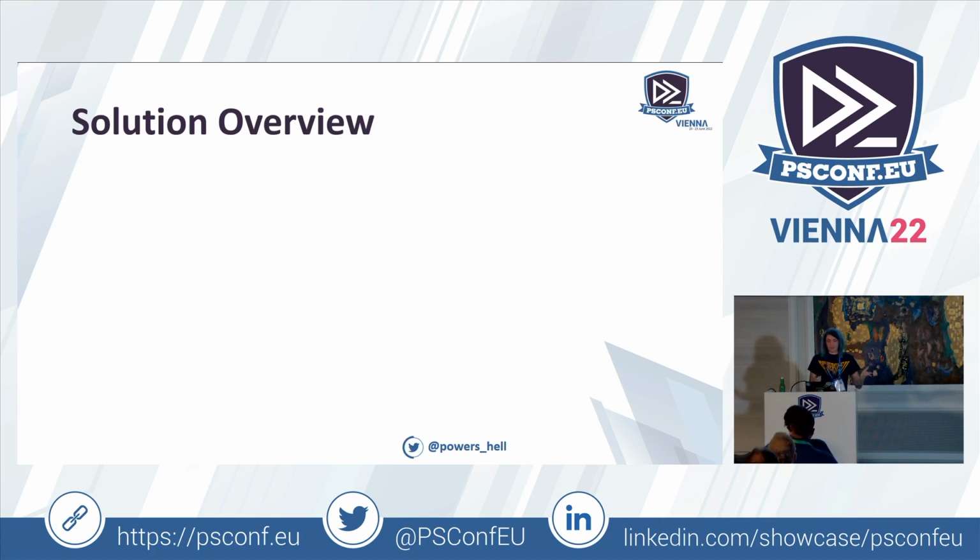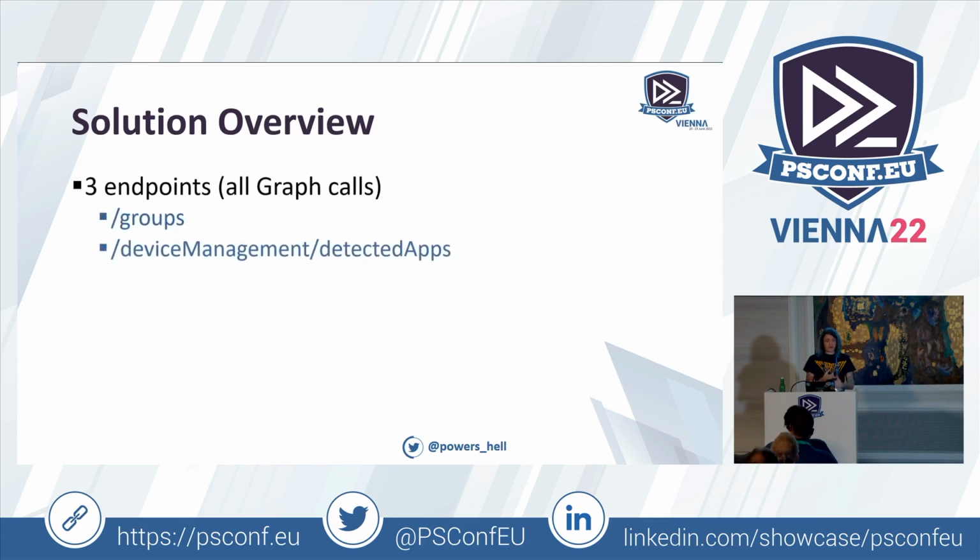So we're really just doing three things, and these are all Graph calls. So we're going to hit groups to get the group. What group do we want to use, and what current memberships does it have? Device management detected apps is a really cool report that Microsoft are building at the moment and improving, and it's GA, right? It's not preview. We'll find out when we go to the thing. But it's really good, so you can actually start getting this really cool data on, hey, these are the apps in my environment, and these are the connected devices that we found.